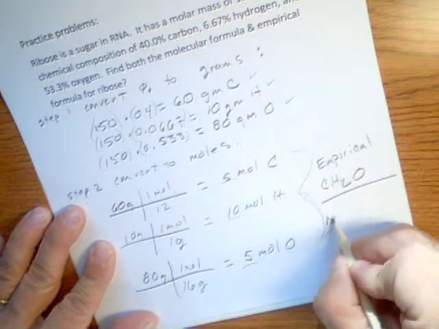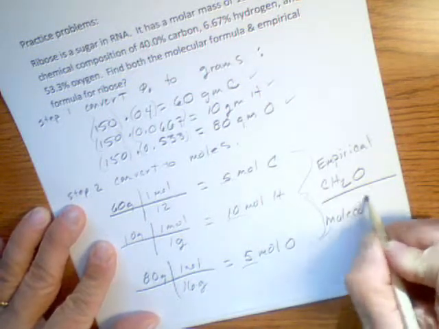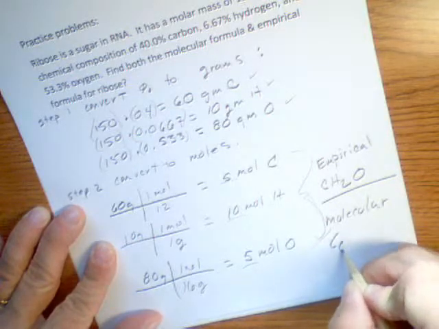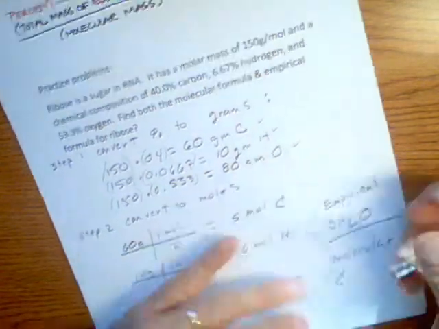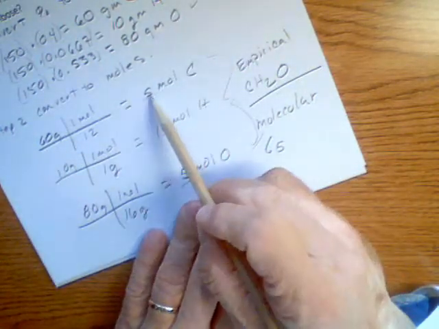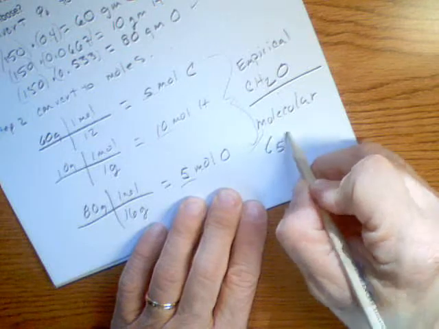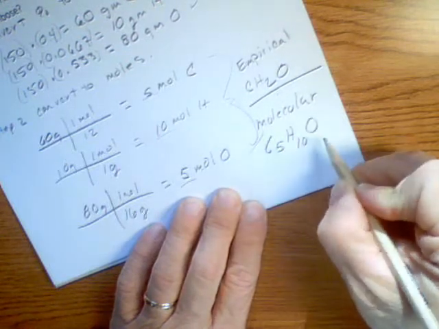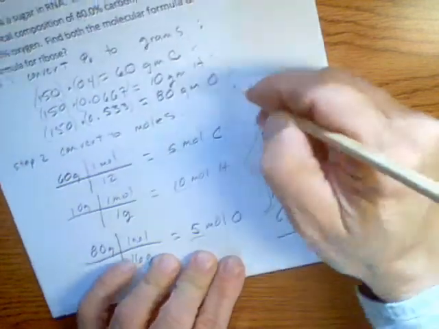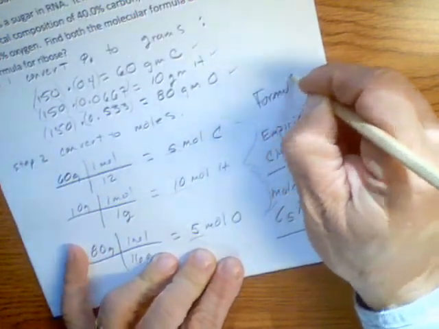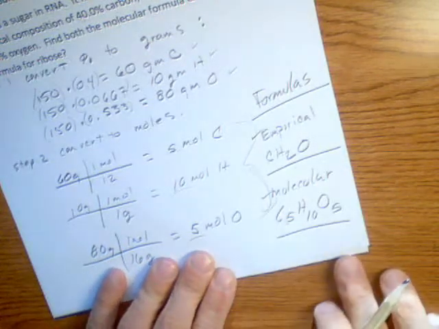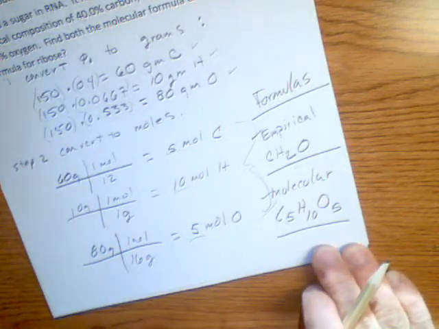Now our molecular formula is going to be C5, I just got that from here, C5H10O5. So that's the molecular formula. We have empirical and we have molecular. Okay? Let's see if we can try one.